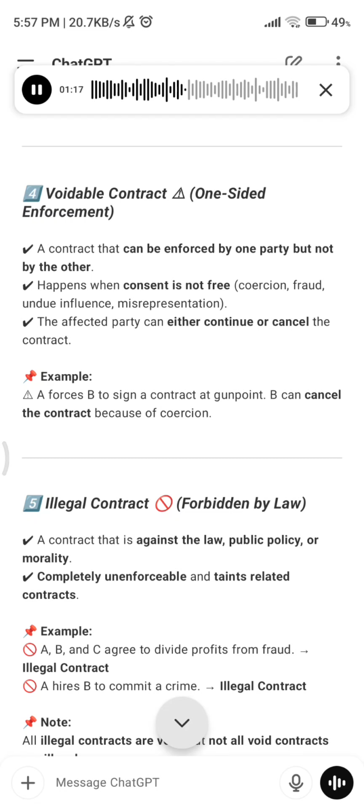4. Voidable contract. One-sided enforcement. A contract that can be enforced by one party but not by the other. Happens when consent is not free: coercion, fraud, undue influence, misrepresentation. The affected party can either continue or cancel the contract. Example, A forces B to sign a contract at gunpoint. B can cancel the contract because of coercion.